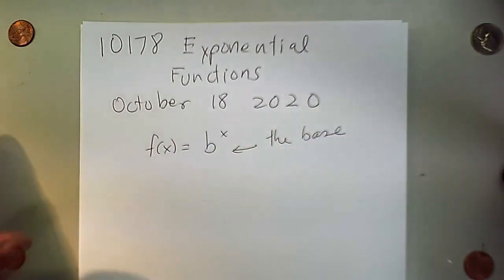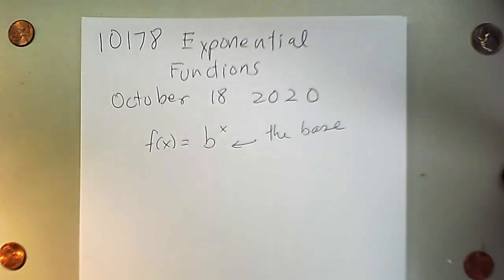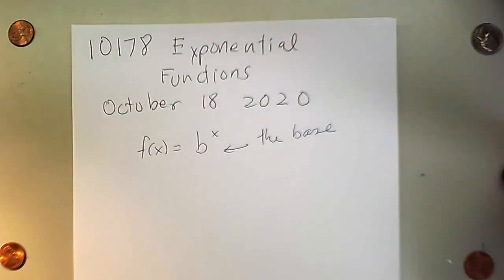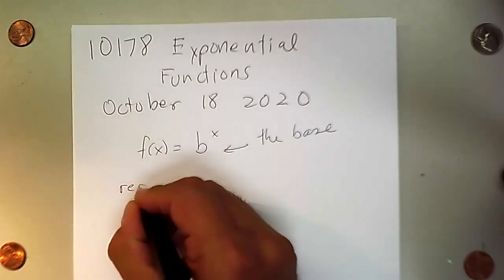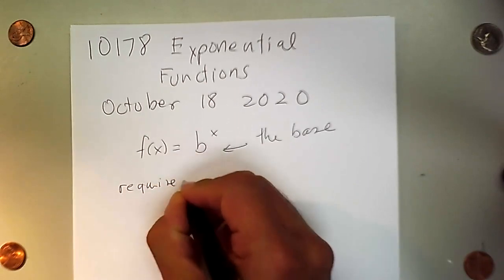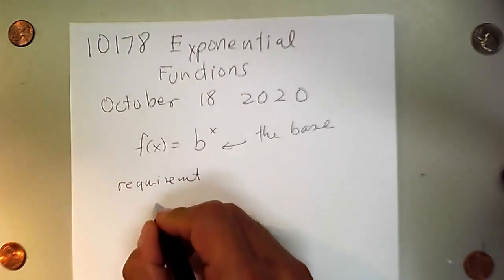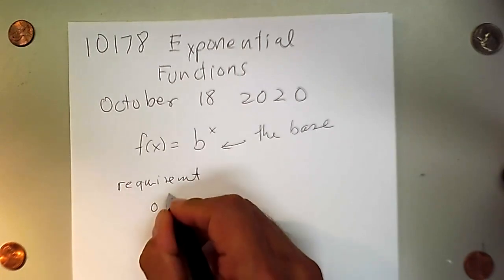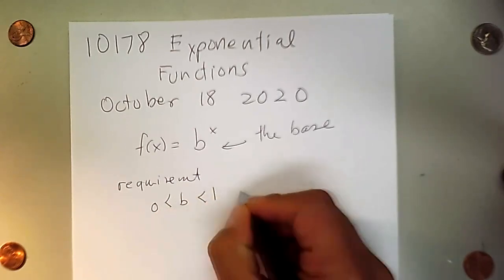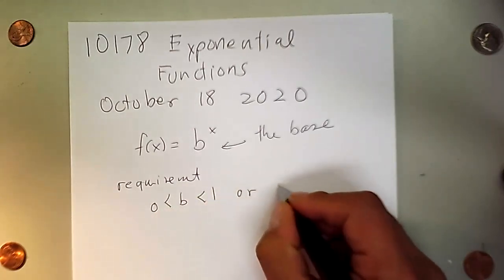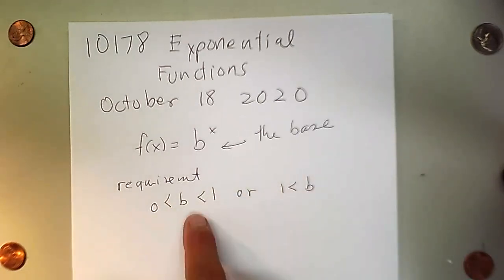There are some requirements on b. b may not be negative. It has to be greater than 0, and it may not be 1 either. So the requirements, depending on how you count them, are that b has to be between 0 and 1, or b has to be bigger than 1. Of course, not both, but one or the other.